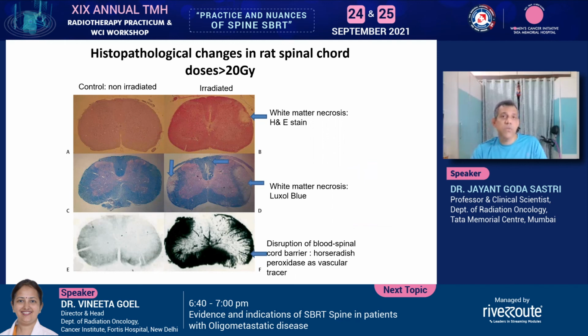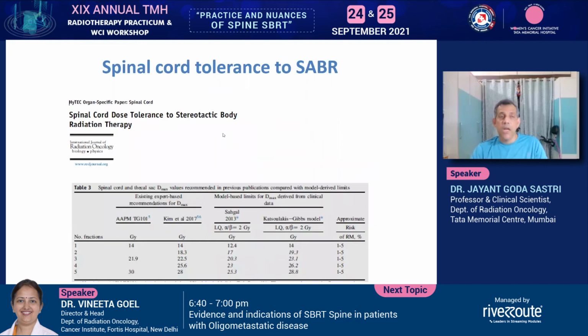So when we give such high doses of radiation to the spinal cord, there will definitely be damage. Therefore, it is important and pertinent for the purpose of planning SBRT spine that we respect the spinal cord tolerance. To this effect, there has been a recent paper by Arjun Sahgal's group, published in the Red Journal, giving pragmatic dose constraints to the spinal cord whenever we are attempting SBRT to the spine. And for the first time, we have modeled these dose constraints based on large clinical data sets. And I'm sure further lectures will be taken on this particular aspect of spinal cord dose constraints by other presenters who will be talking about treatment planning and plan evaluation for SABR of the spine.